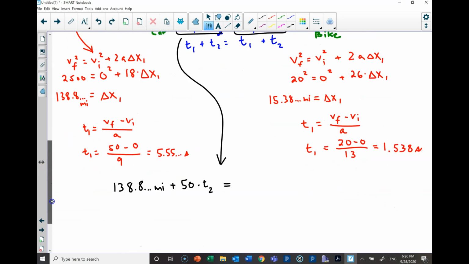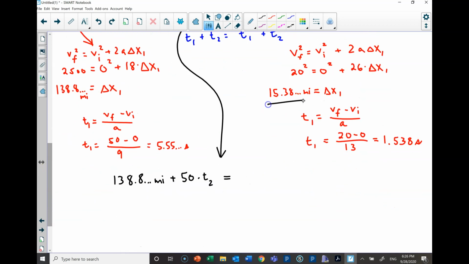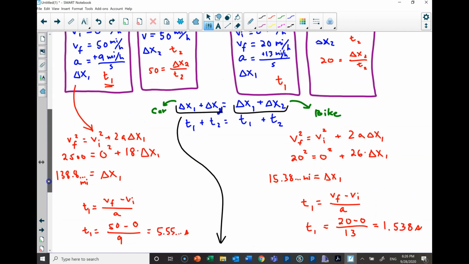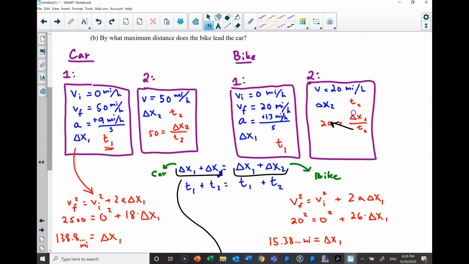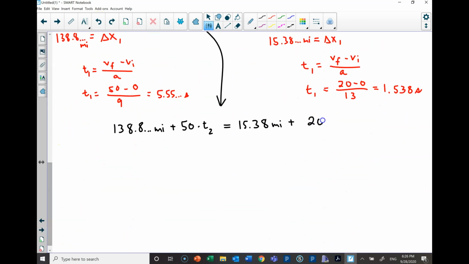Delta x1 for the bike was 15.38. And delta x2 for the bike was, we cross multiply, 20 times t2. And now we have to remember that this t2 is for the car, this one is for the bike. So how do we move forward at this point?